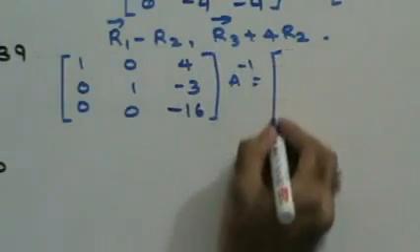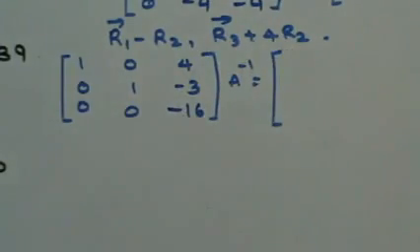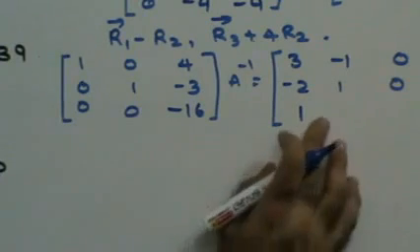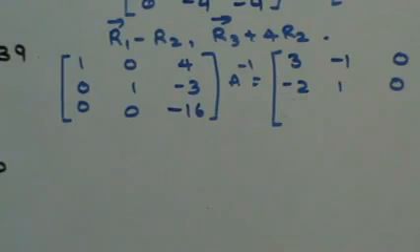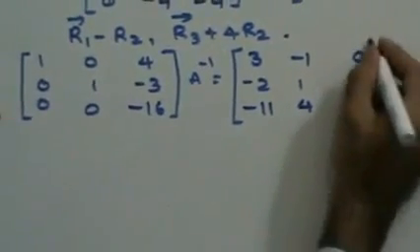into A inverse is going to give you now R1 minus R2. So 1 plus 2, 3, 0 minus 1, 0 minus 0, then R2 as it is. Then you have minus 3 plus 4, that is 1, minus 3, minus 3, minus 8, minus 11. Then you have 0 plus 4, that is 4. Then you have 1 plus 0, that is 1.